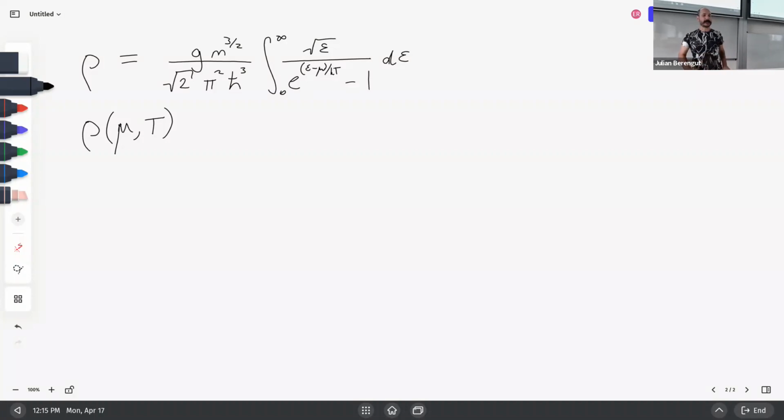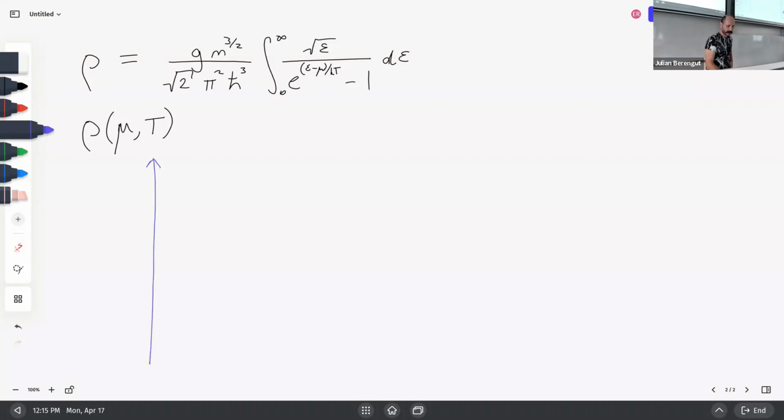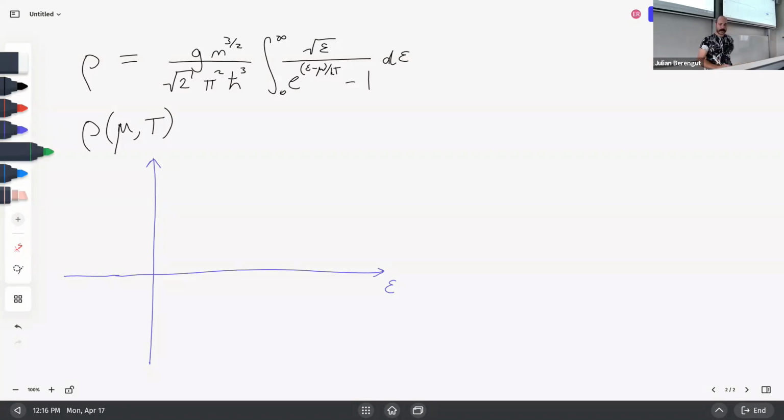If you look at this thing, it may not be immediately obvious what it looks like. So let me draw it for you on a couple of different conditions. Firstly, this is the integrand as a function of epsilon. What does it look like in the case where mu is positive? It looks something like this.